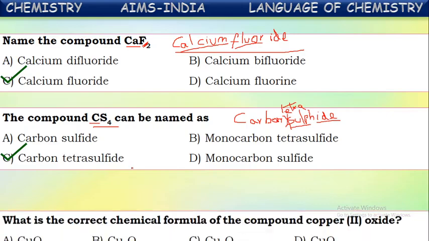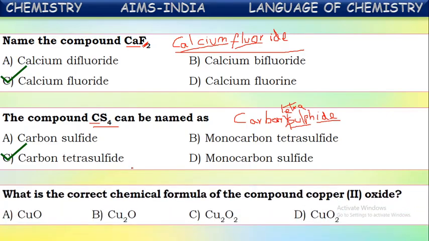Okay, let us see the next question. What is the correct chemical formula of the compound copper(II) oxide? Here the 2 represents the valency of copper in this compound. As copper is a variable valent element, the valency of copper in this compound is prescribed in the bracket as a Roman number. It represents its valency 2 in this compound. Now copper is plus 2, and oxide we know as O minus 2.